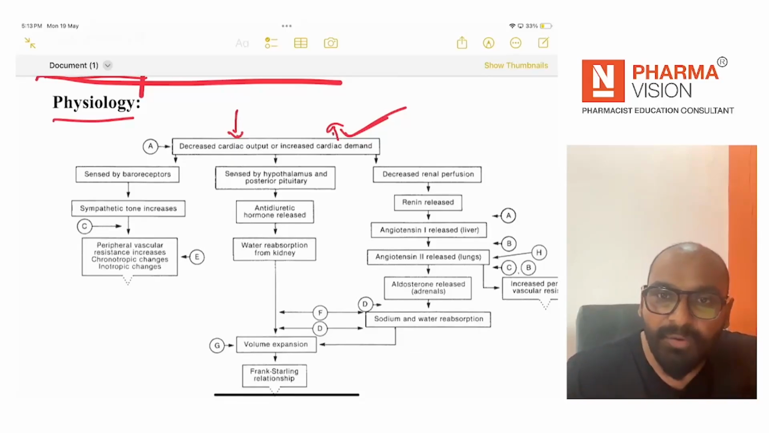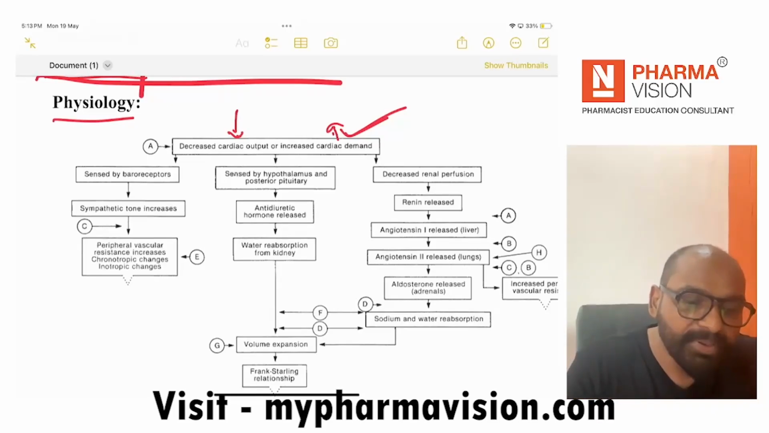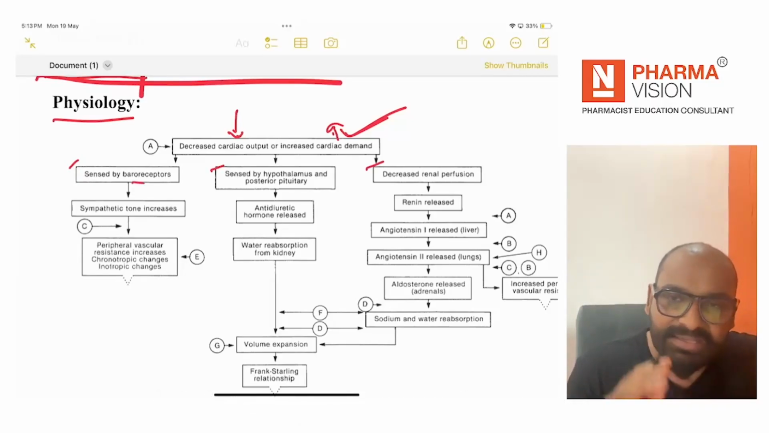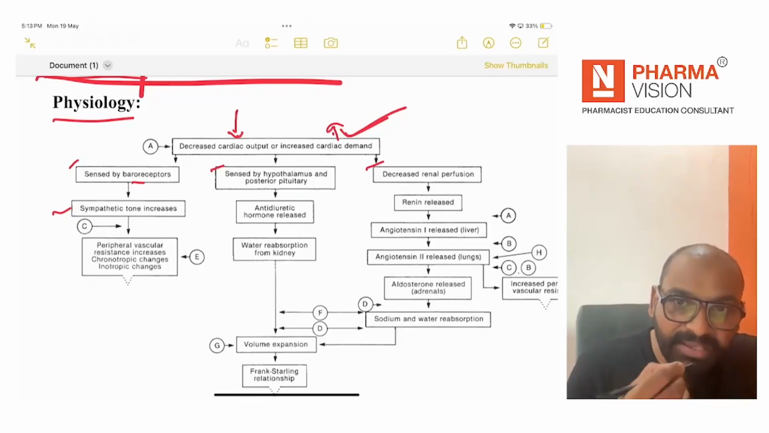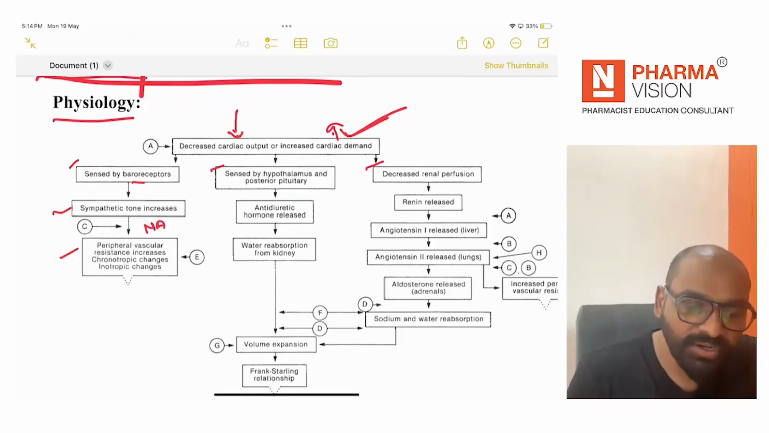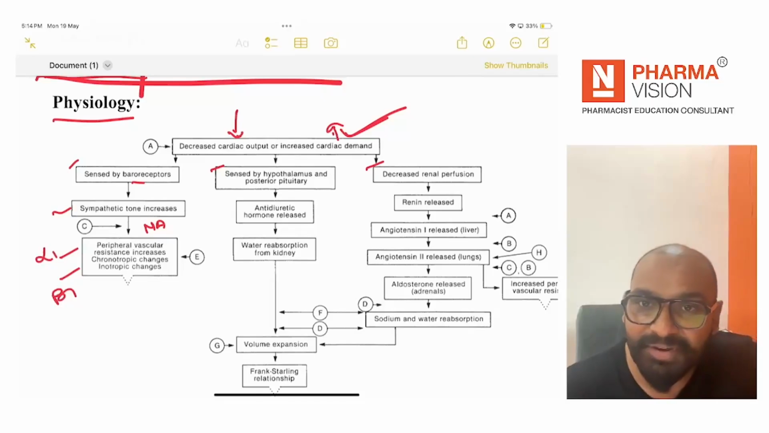There are two possibilities of causing the compensatory mechanism to activate. So there are three compensatory mechanisms that we have discussed. One is your blood vessels: baroreceptors sense we are not getting enough pressure. That means they increase the sympathetic tone, that means they are releasing more noradrenaline. This more noradrenaline is causing two things. One is that it increases the peripheral vascular resistance, meaning the vasoconstriction, and second is they are causing positive inotropic and positive chronotropic effect due to beta 1 receptor, and this is due to alpha 1 receptor.